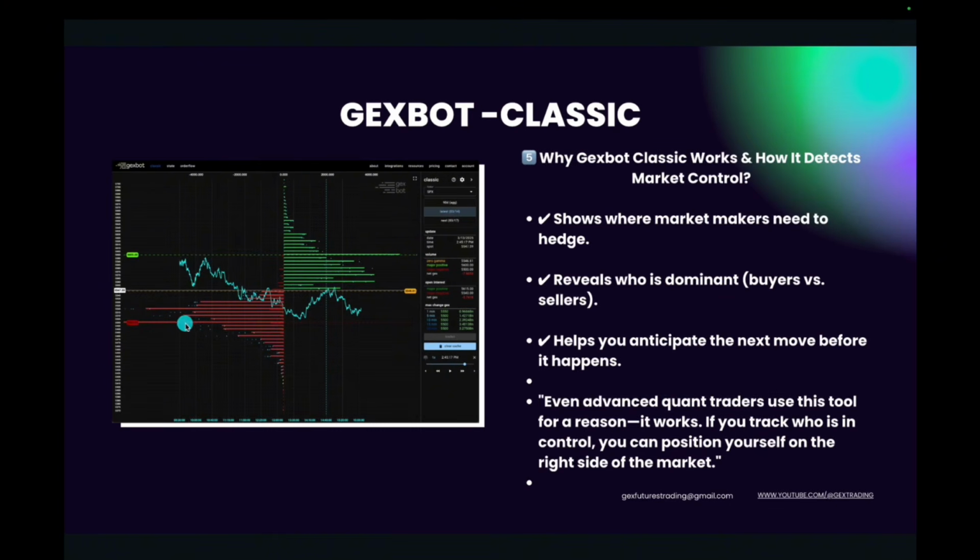Buy on major negative gamma, sell on major positive gamma. You get to the tick. You won't believe it, but sometimes I trade like 10 minutes on these levels because my risk is so small and my potential profits are huge. And I know even advanced quant traders use this tool for a reason, because it works. Why? Because if you track who is in control, you can position yourself on the right side of the market. So I don't believe in moving averages or anything like that because they are lagging indicators.